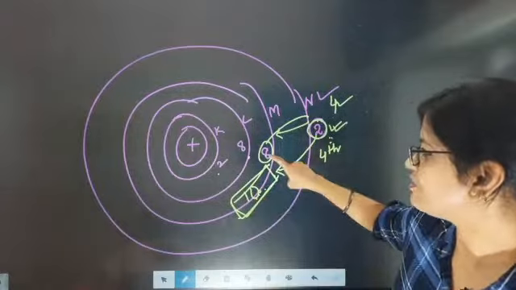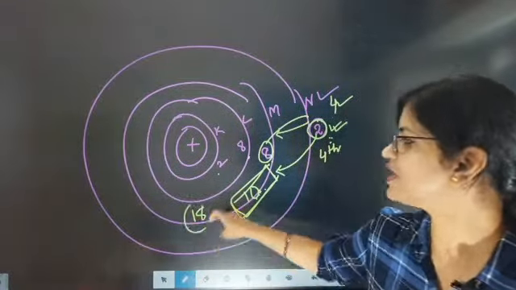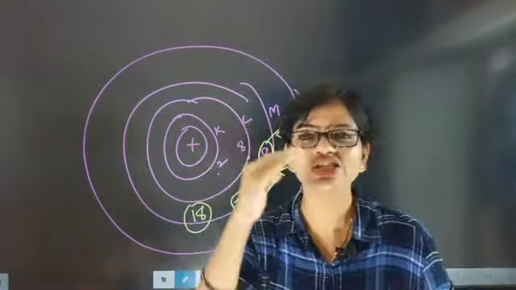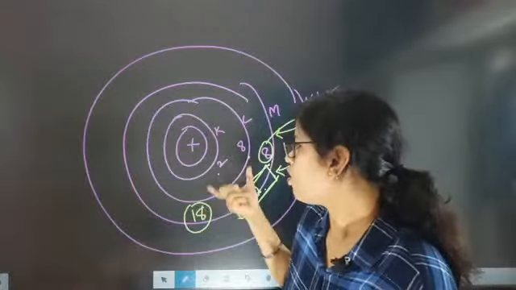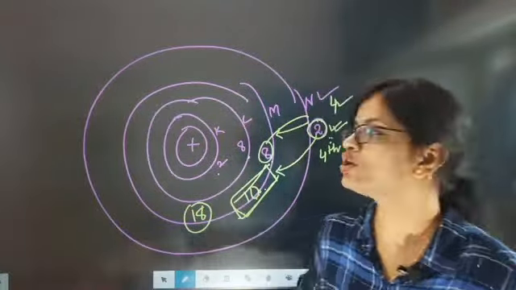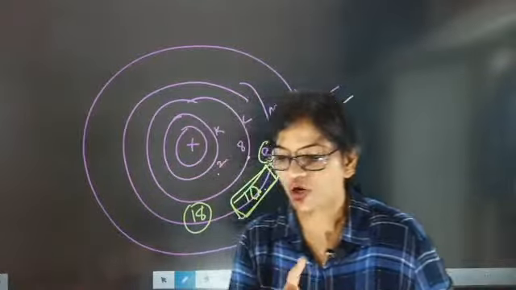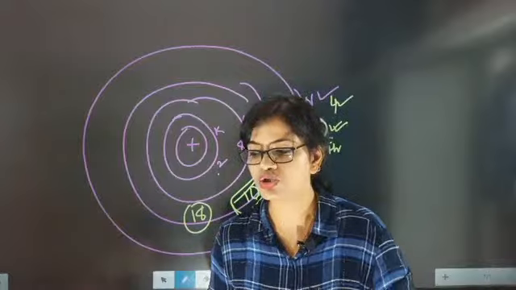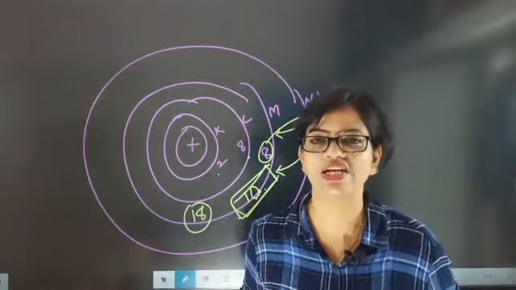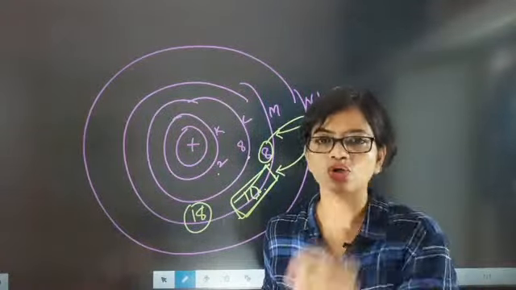So total 10 plus 8 will become 18. So that is the energy level. The energy level of the orbits keeps on increasing on going from K, L, M, N. Quickly say understood or not. So the energy level keeps on changing.